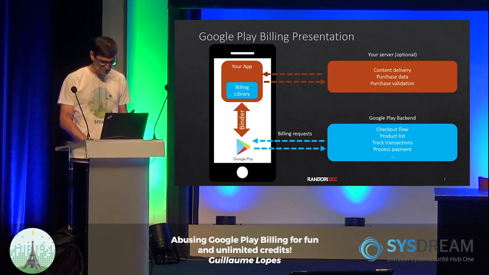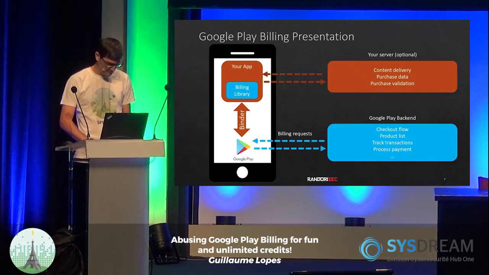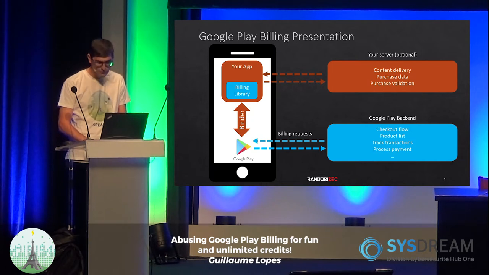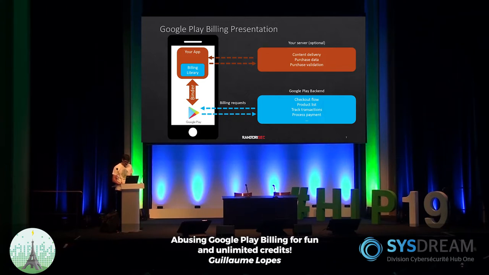So yes, if you look at this schema, just to have a better understanding. In orange here, you have your application. You just need to embed the Google Play billing library in your application. And then you have two important components. As we said before, the Google Play app, which your application is going to talk to, and the Google Play backend. So in fact, when you start the process of in-app payment, your application is going to send a message to the Google Play app saying, okay, this user wants to buy this specific product. And then the Google Play app is going to send requests to the backend for handling the payment process.